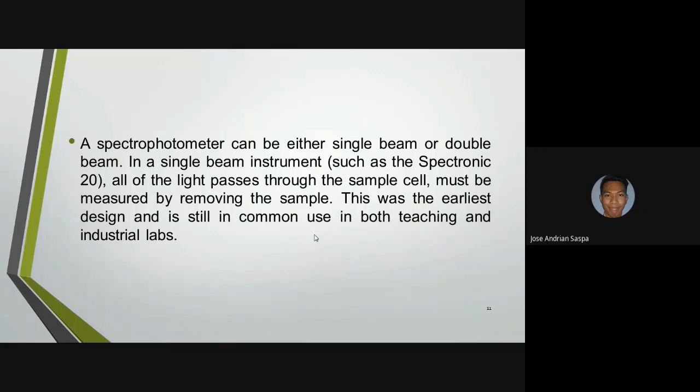Some double beam instruments have two detectors, and the sample and reference beams are measured at the same time. So the reference is measured by a detector, and the sample is also measured by a detector to determine their differences.